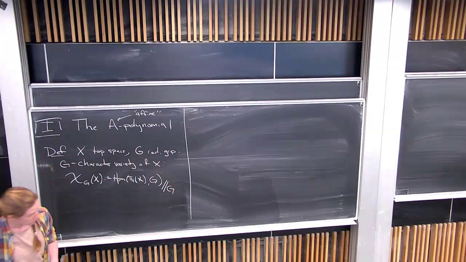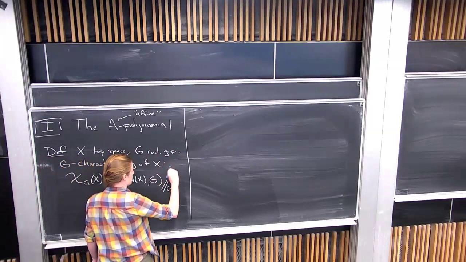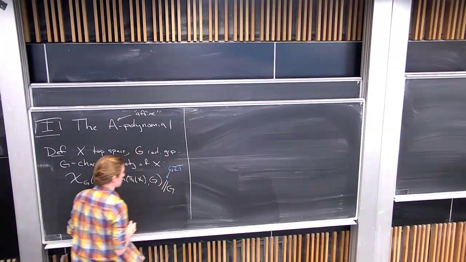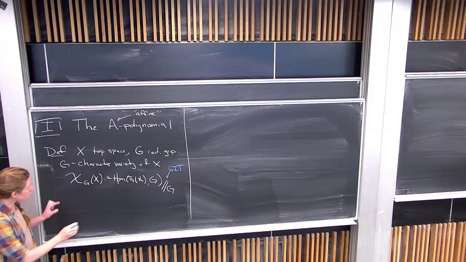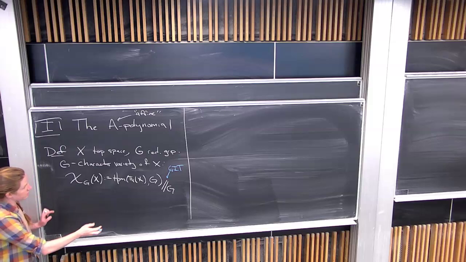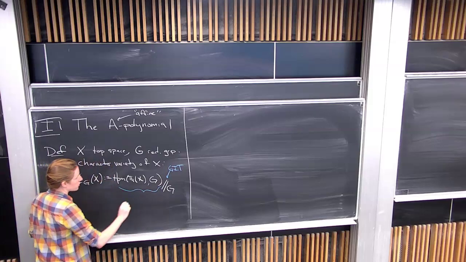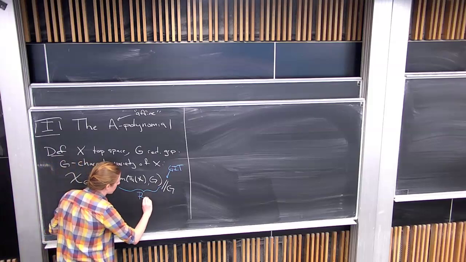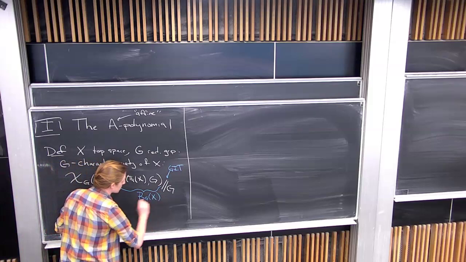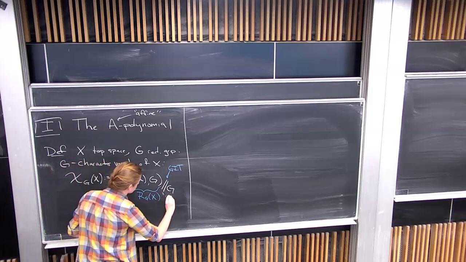The GIT quotient is going to be a major player in the story. This part right here, before I take the quotient, I'm going to denote R sub G of X, and this is called the representation variety.